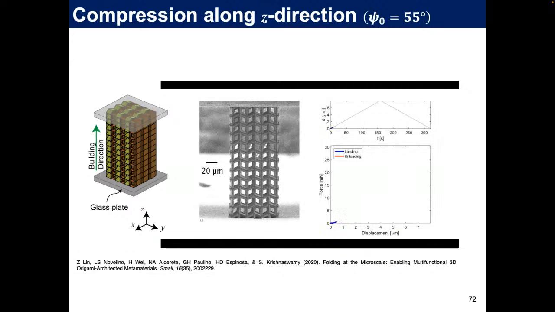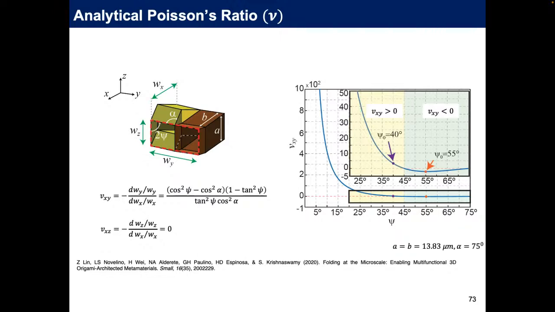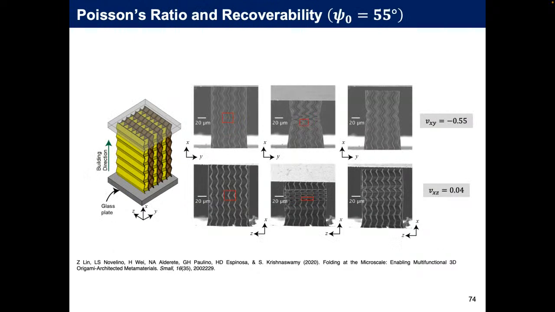Then another thing we looked at was to investigate the Poisson ratio versus this angle here. And there is a sweet spot around 45 degrees. If we go to the left, the Poisson ratio is positive. Go to the right here, the Poisson ratio is negative. We investigated that experimentally, and that's indeed what we found.